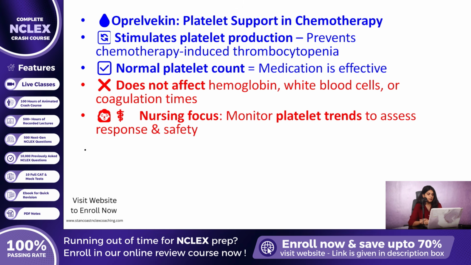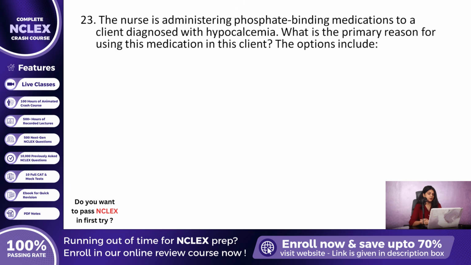Question 23. Shifting to electrolyte balance and renal care, consider this question about managing hypocalcemia. The nurse is administering phosphate-binding medications to a client diagnosed with hypocalcemia. What is the primary reason for using this medication in this client?